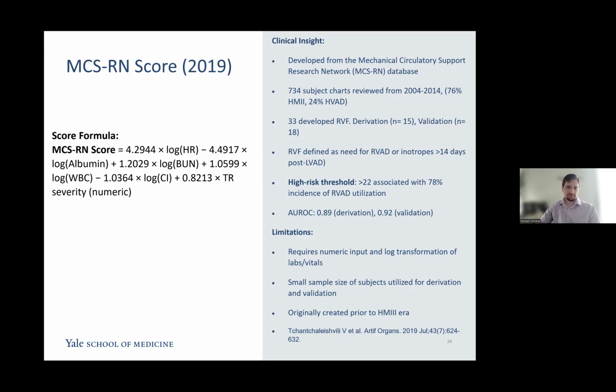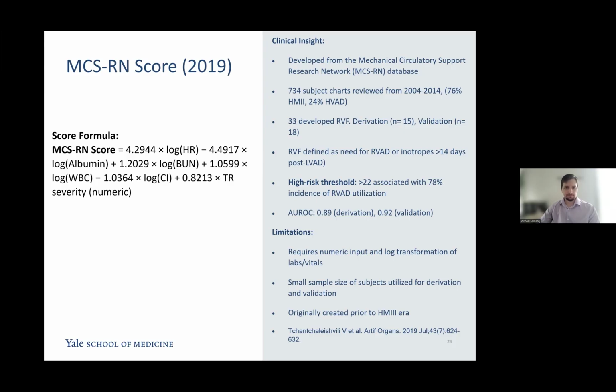RV failure was defined as the need for RVAD or inotropes greater than 14 days post-LVAD implantation. The high-risk threshold that they found when developing this equation was greater than 22, which was associated with a 78% incidence of RVAD utilization, and their derivation and validation area under the curves were 0.89 and 0.92 respectively.